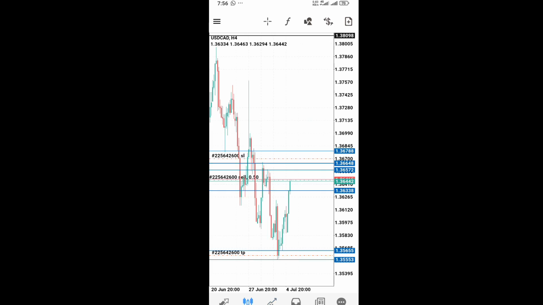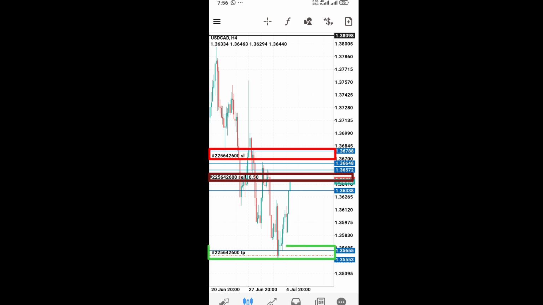So the order is modified, and when I get to my charts, this is the sell order I placed here, this is the stop loss right over here, and there is the take profit right down here. So that is exactly how you place a sell order in the MetaTrader 4 mobile app.